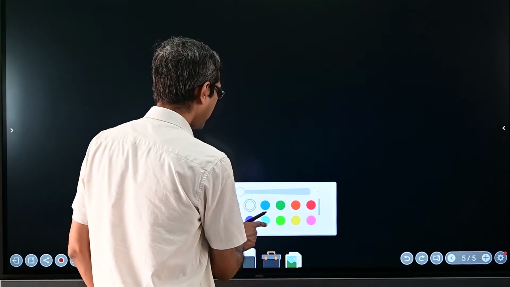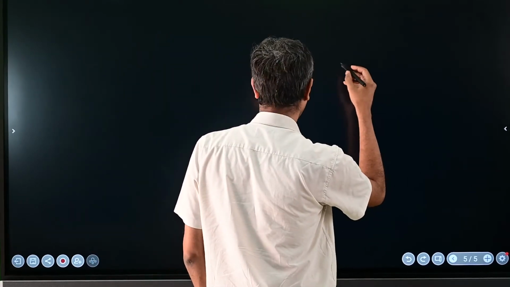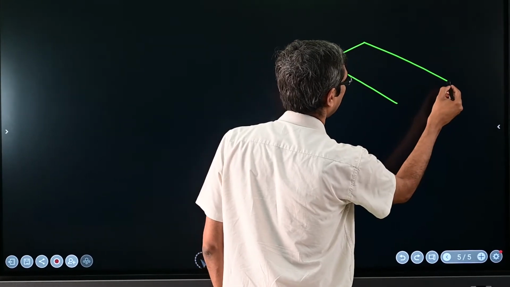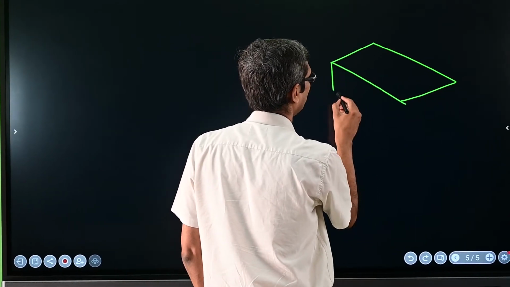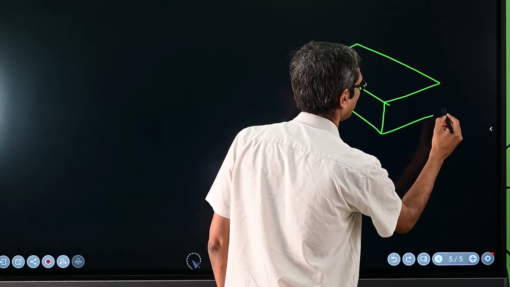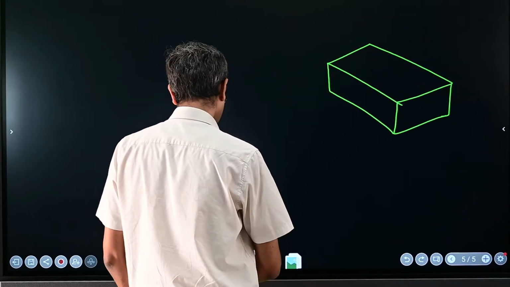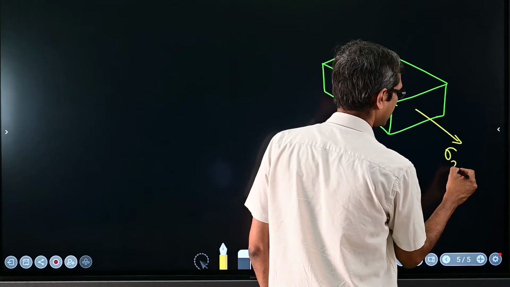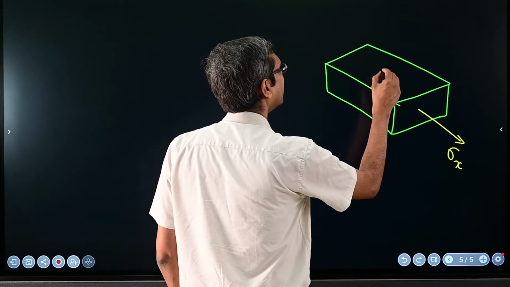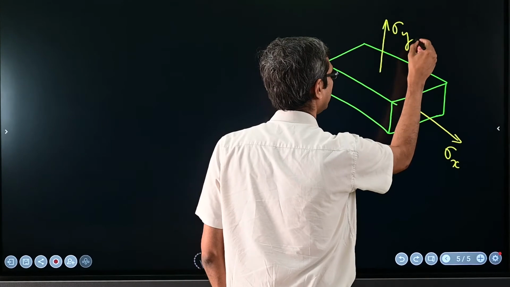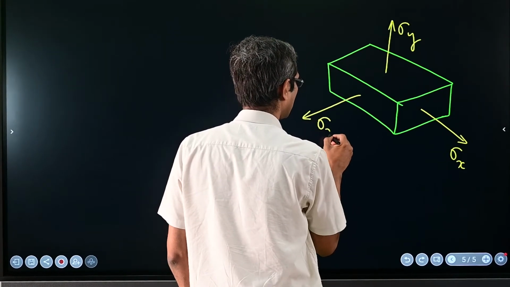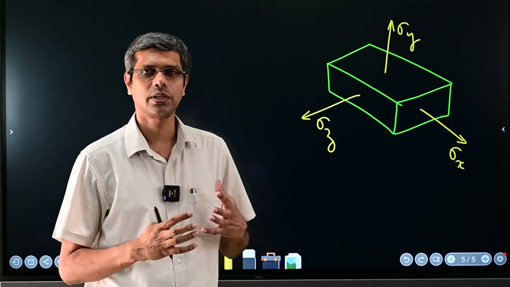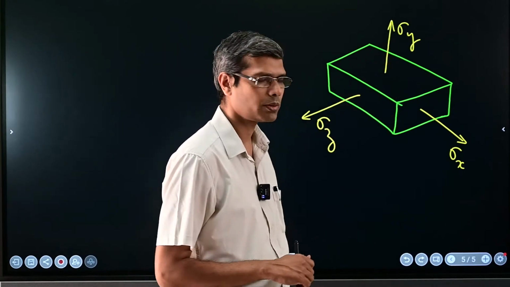Now, by using these, we will try to write the strains when stresses are applied in all directions. So consider a body like this, which is being subjected to sigma x in this direction, sigma y in this direction, and sigma z in this direction. These are the stresses being applied on this particular body.